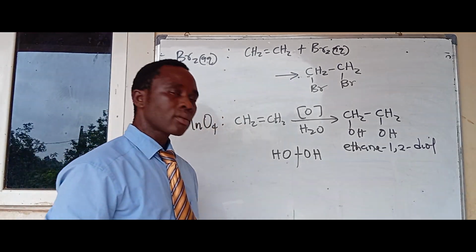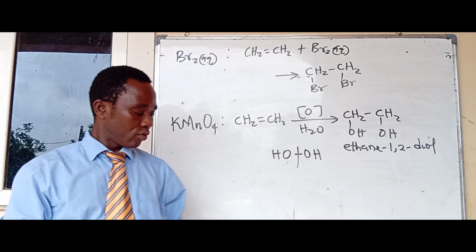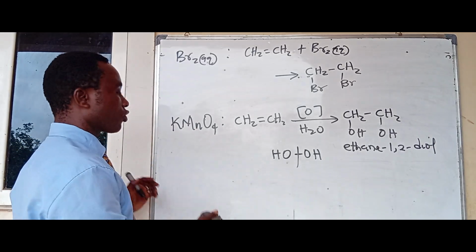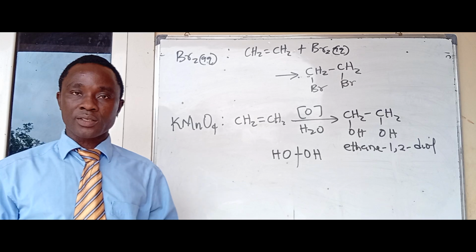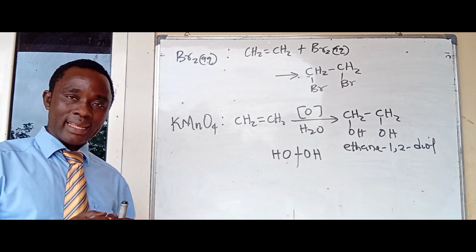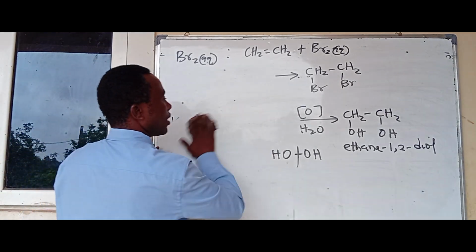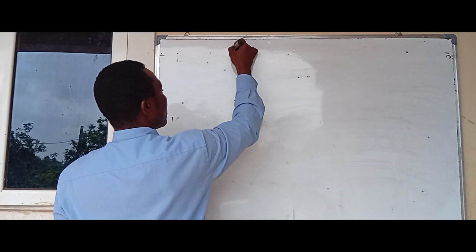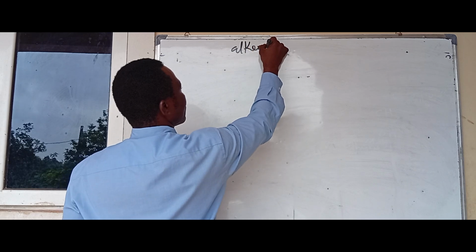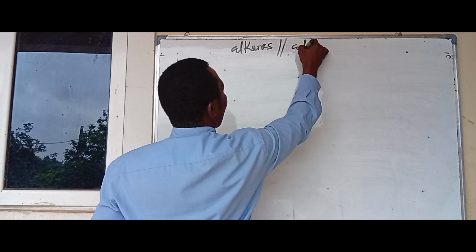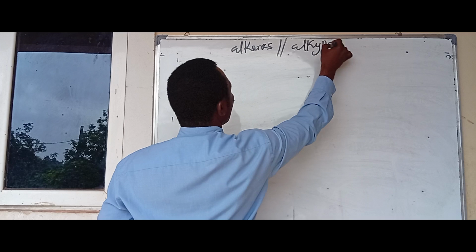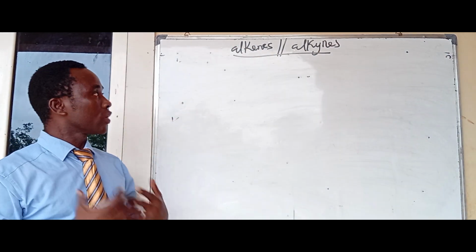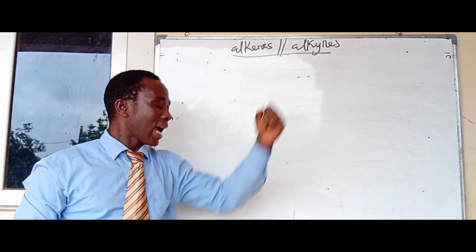Now, having known how we can differentiate between the unsaturated compound and the saturated compound, how do we now differentiate between alkanes and alkynes? Okay, let us see that distinction between alkanes and alkynes. How do we differentiate between them?